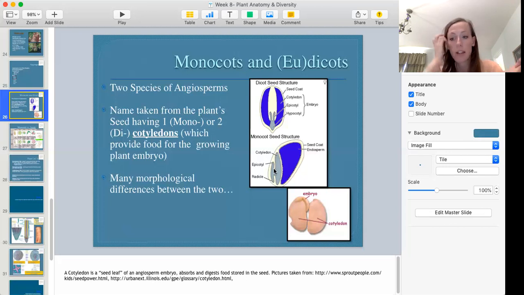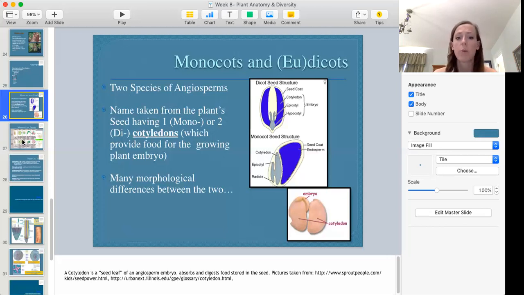So the embryo within that seed needs to have a food source to sustain it for the beginning of its life when it starts to germinate. And that's what the cotyledon does. It helps to support the growing embryo before it can photosynthesize. Okay, so the cotyledon does that for it. And some seeds have 1, those are monocots. Some seeds have 2 cotyledons, and those are dicots.